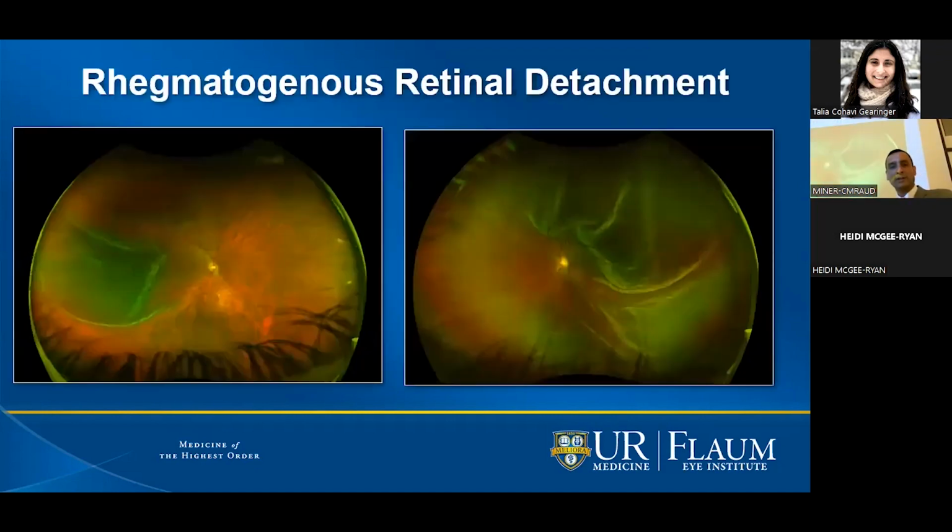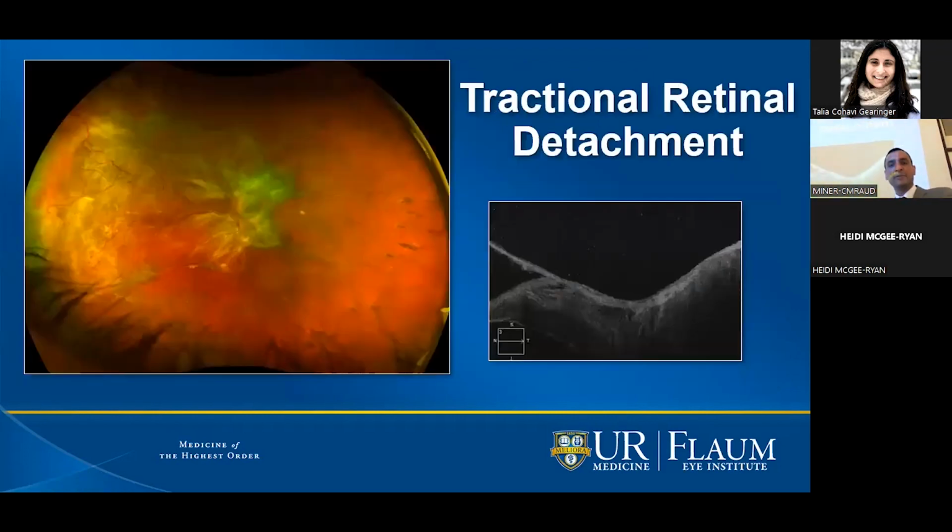So here are a couple of examples of a rhegmatogenous detachment. You can see the extent of the detachment right here. This is more extensive in this one on the right. And here's an example of a diabetic tractional retinal detachment. You can see the extent of the scar tissue that's sitting on top of the retina, contracting it and pulling it up, and that's highlighted here in the OCT. You can see the thick scar tissue on the surface of the retina there.